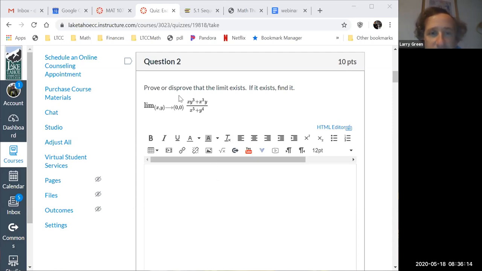So let's go through this first limit. The first thing is to prove or disprove that the limit exists. If it exists, find it. The first thing I like to do with limits is try some easy ones. If x and y are both 0, it's clearly 0 over 0.